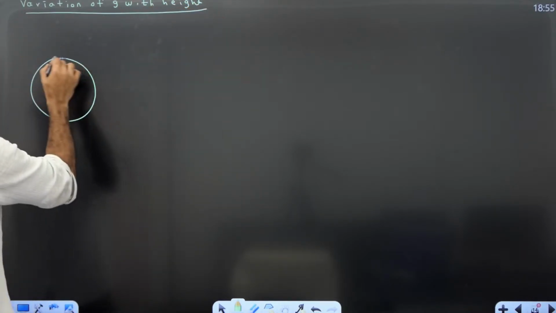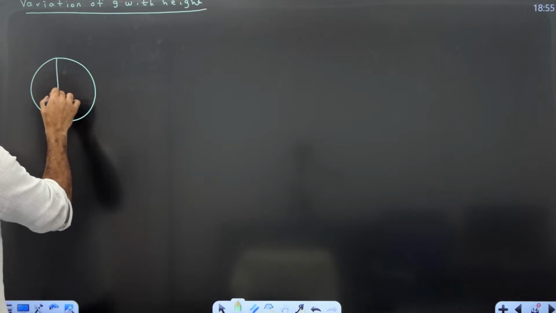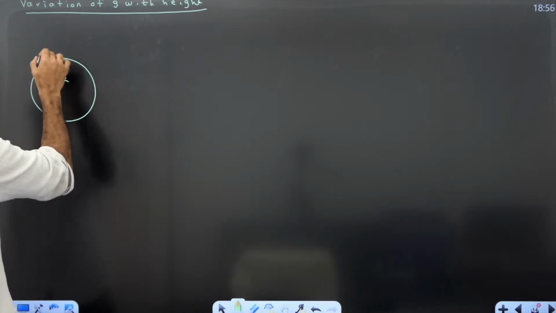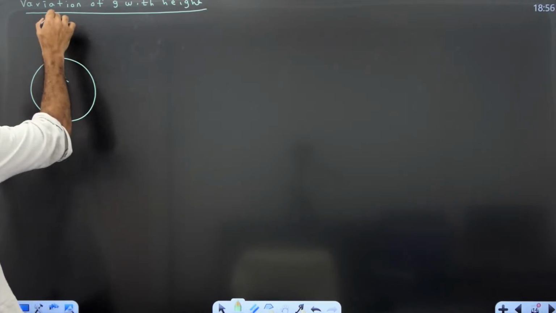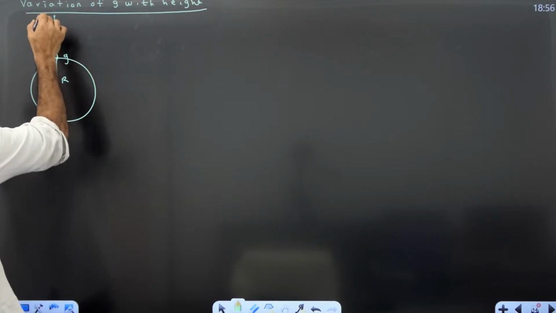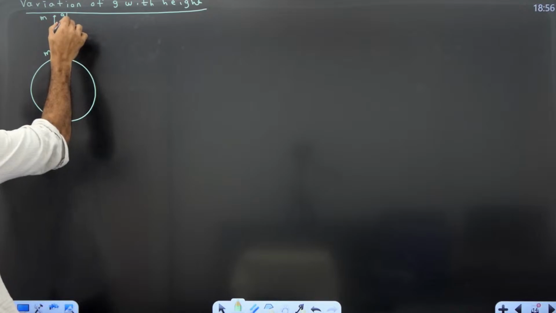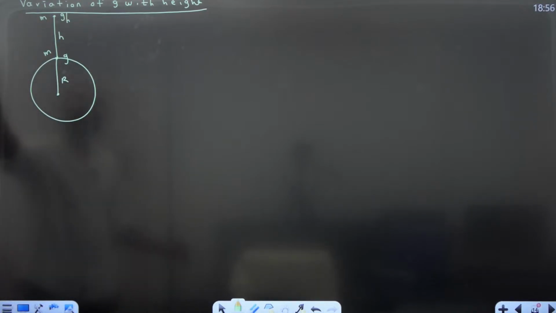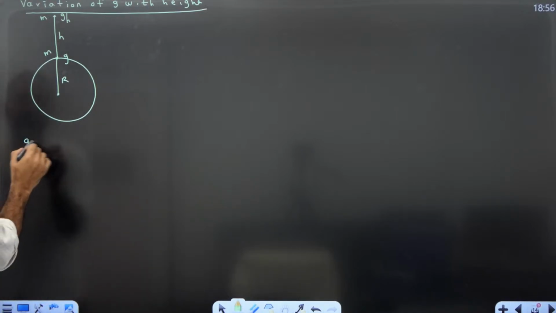So this is Earth. This is the radius of the Earth. There is a mass at the surface of Earth. Then at a height h, the same mass is brought to this height. g is gravity on the surface. What is g_h? Gravity at a height h. So g is equal to what?